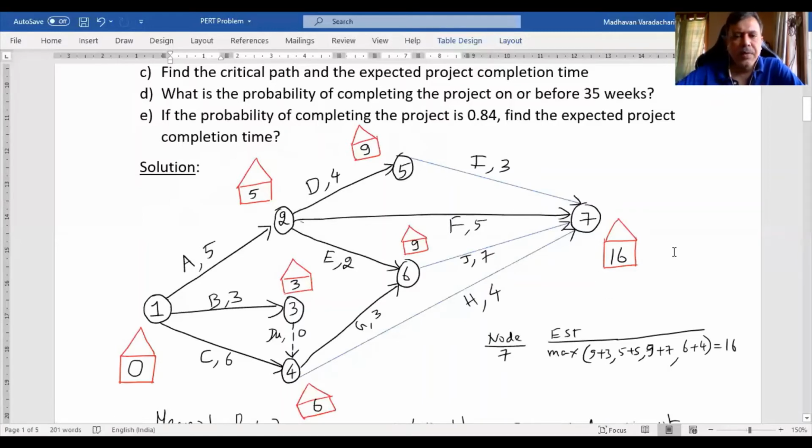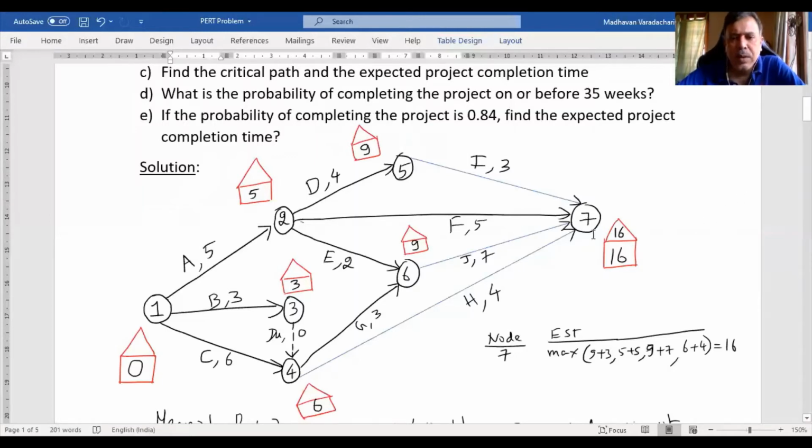Now, we have done the forward pass calculations because we have filled up all the rectangles, whatever is drawn here. Now we have to start with the backward pass. That means I have to start from node 7 and go in descending order. After doing 7, I'll go to 6, then 5, like that. At 7, whatever number is written in the rectangle, the same number will be written in the triangle also. Let me write here 16.